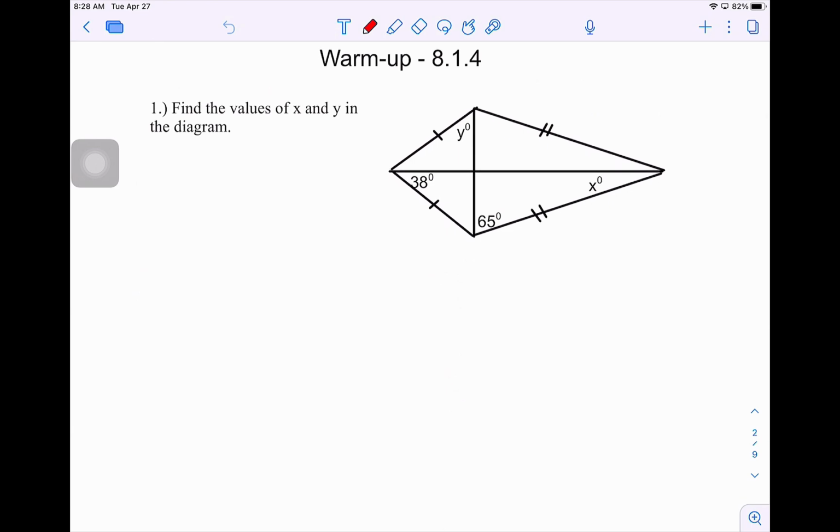Going back to some Chapter 7 stuff. Use your kite properties to solve for missing angles.